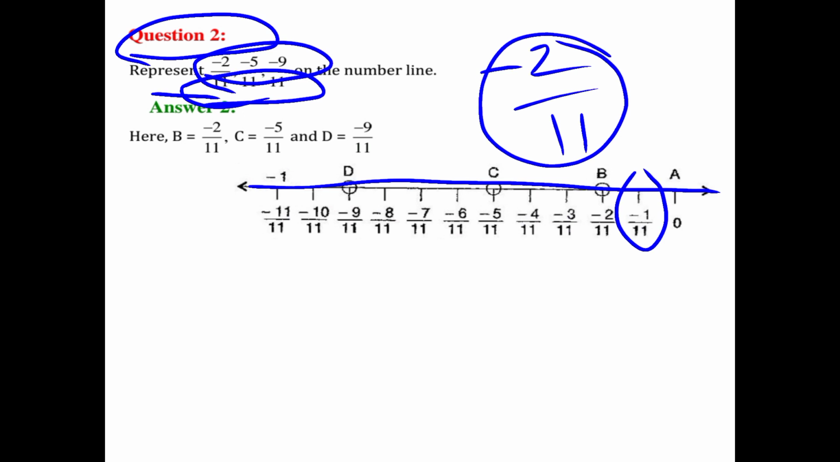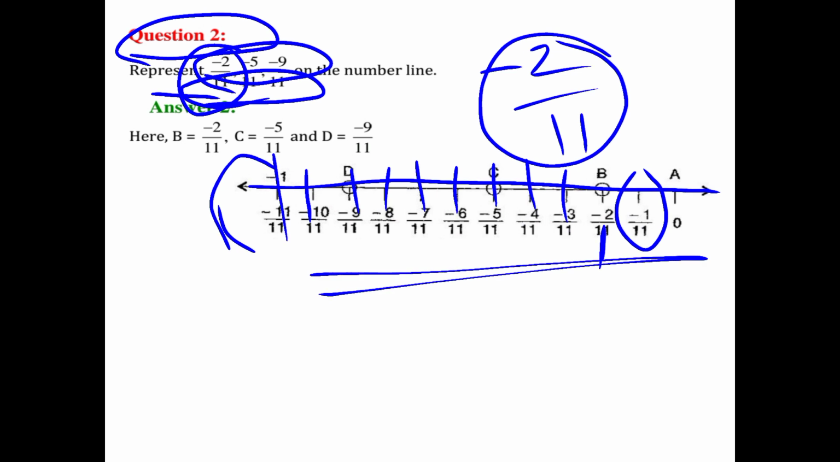Then this will be the first part out of 11. So minus 1 by 11, this will be minus 2 by 11, minus 3 by 11, minus 4 by 11, minus 5 by 11, minus 6 by 11, minus 7 by 11, minus 8 by 11, at this position the rational number will be minus 9 by 11, at this position minus 10 by 11, and here it will be minus 11 by 11, which is equal to minus 1, right? So these points are already represented on the number line.